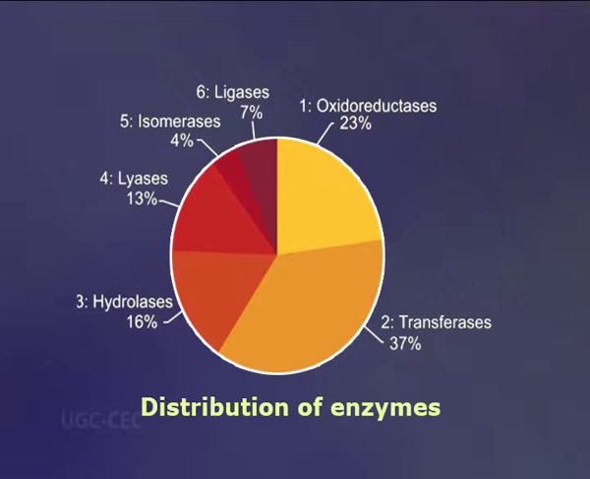This pie chart shows the distribution of all the known enzymes. Number 1, oxidoreductases. Number 2, transferases. Number 3, hydrolases. Number 4, lyases. Number 5, isomerases. And number 6, ligases. It is clear that the most populous group is the hydrolases, followed by the oxidoreductases and transferases. The proportion of enzymes in the other groups is significantly less.